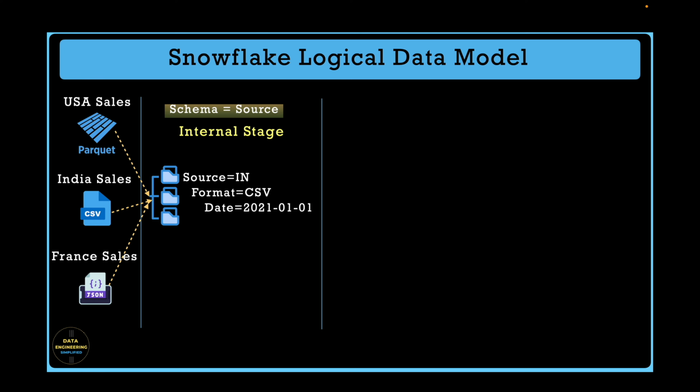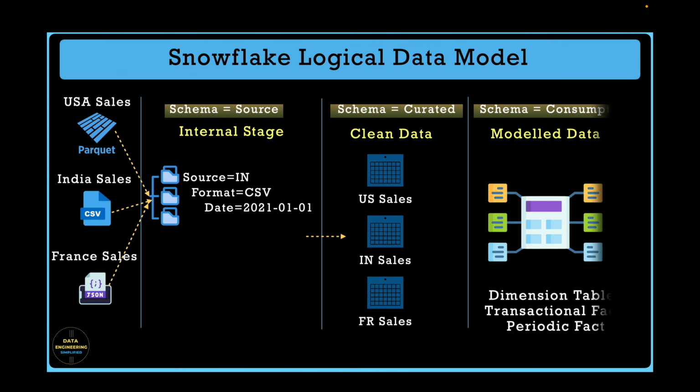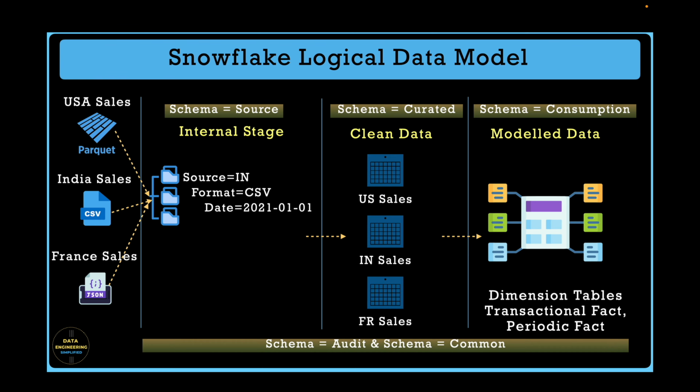After raw data is loaded to the internal stage, Snowpark will curate the data and insert the curated data set into the curated schema for each type of data source. And finally, Snowpark Python code will load dimensional data, transactional fact table data, and periodic fact table data. And we will build a quick dashboard using Snowsight dashboard capabilities. We are also going to use two more schemas that will help us hold some common objects like file formats or audit tables to capture delta loads on a regular basis to improve our monitoring approach. So you can pause and understand this entire data flow, the data architecture diagram.